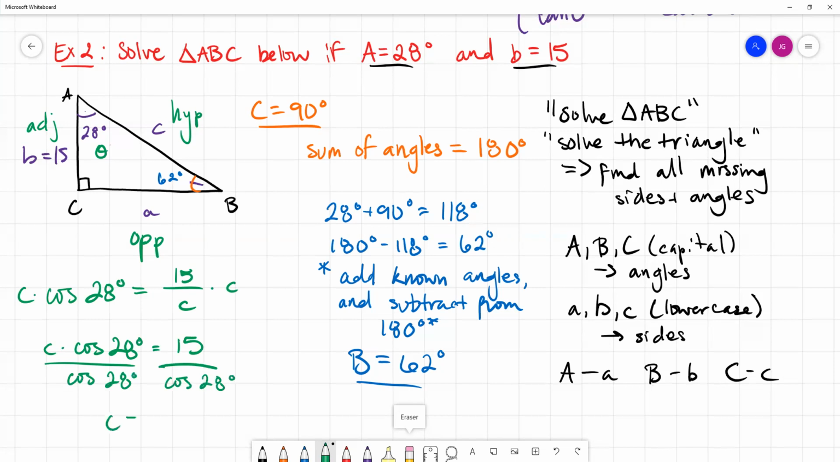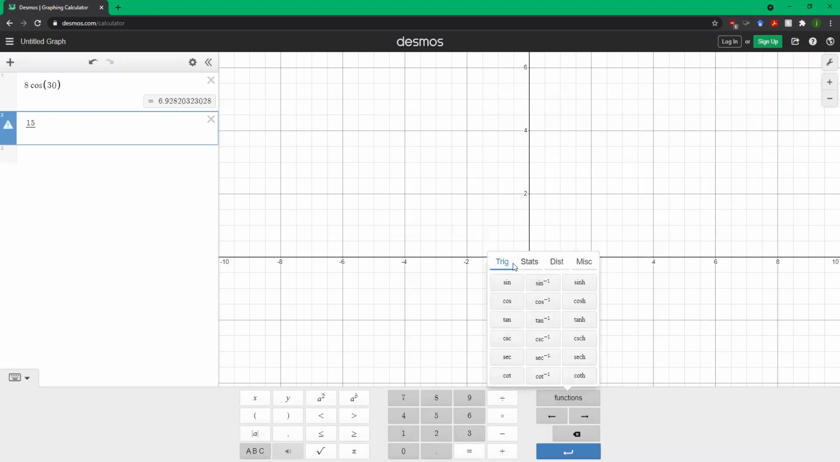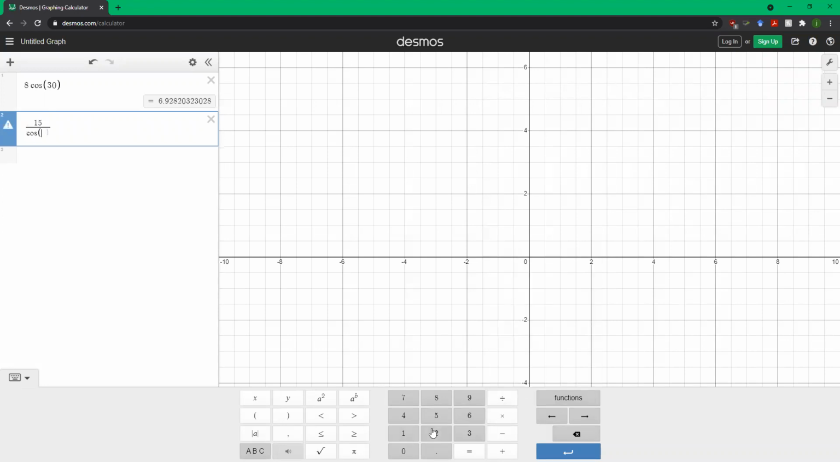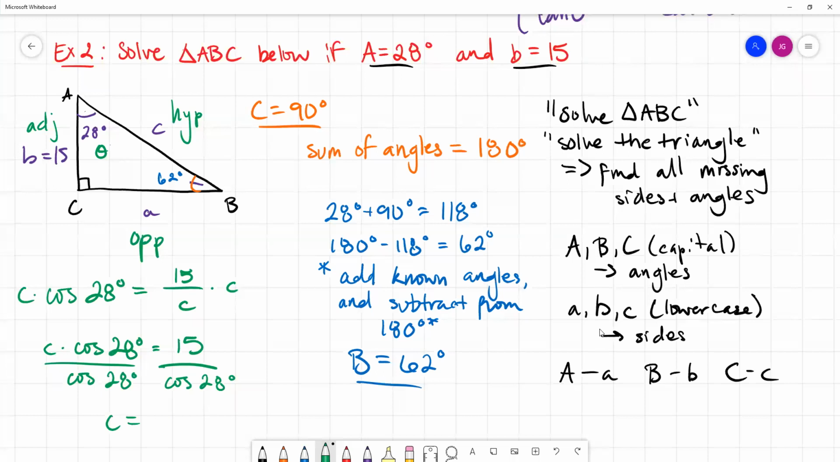So my C is going to be whatever I get from this. Let's go ahead and calculate that in decimals. So I have 15 divided by cosine of 28 degrees. So I end up getting 16.99 as my measurement for C.